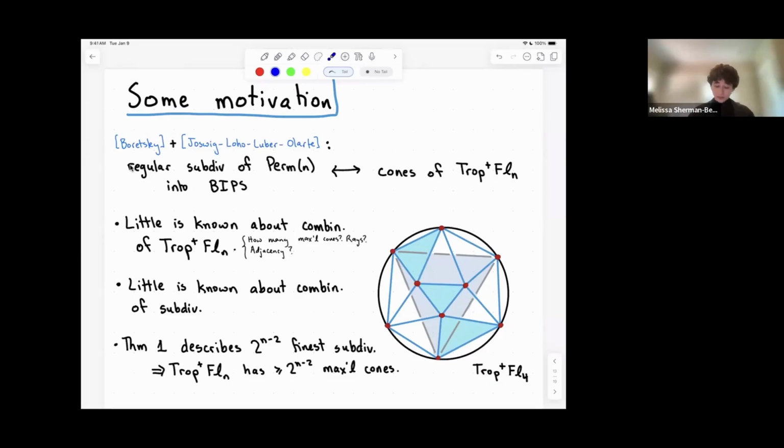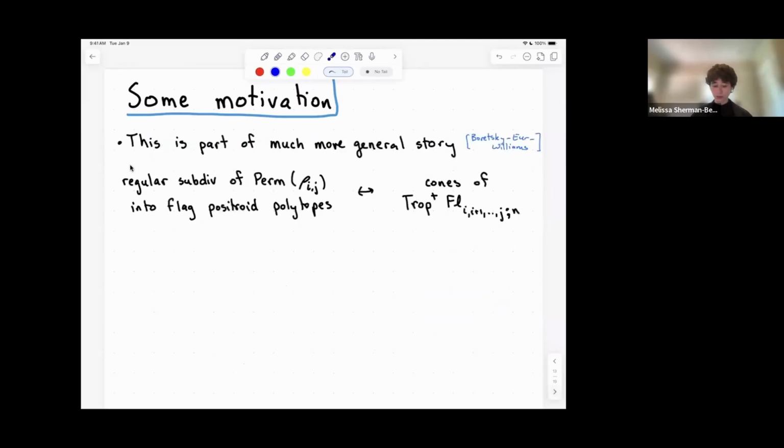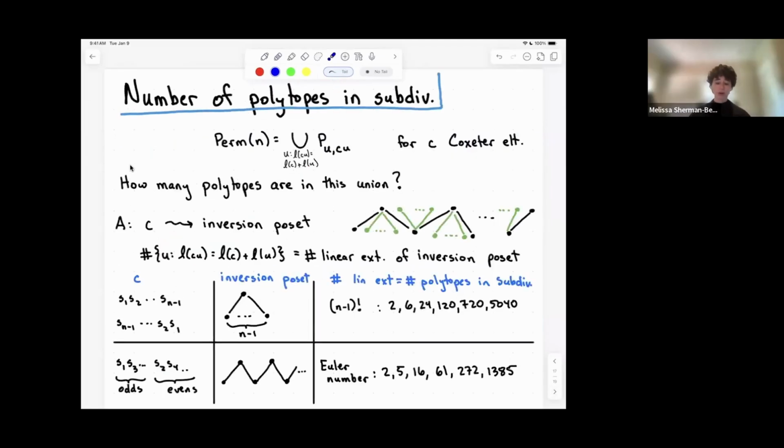So this is a little bit of motivation, kind of trying to understand this correspondence a bit better. I have another slide about motivation, which I think for the sake of time, I'm going to skip. So let me tell you a little bit more about the combinatorics of these subdivisions. I told you which polytopes were in them, right? So we just look at those U's where C times U is length additive.